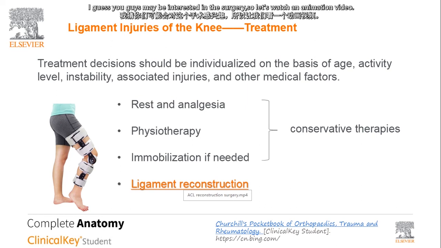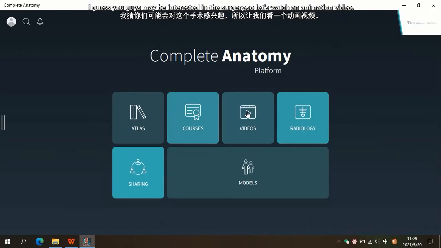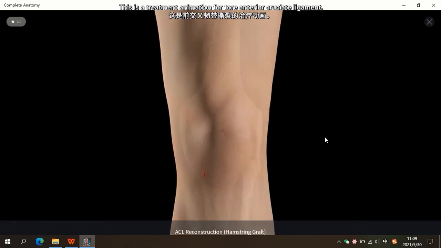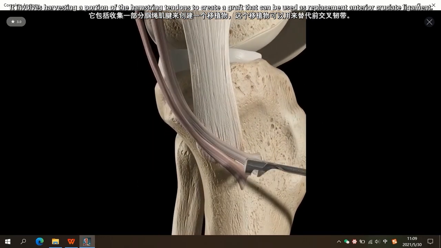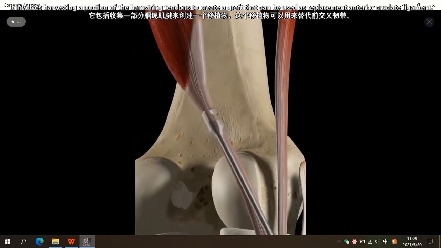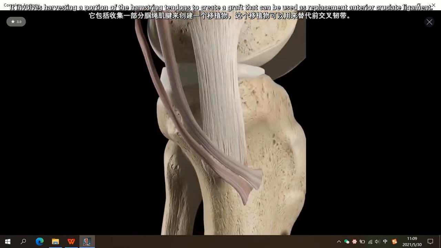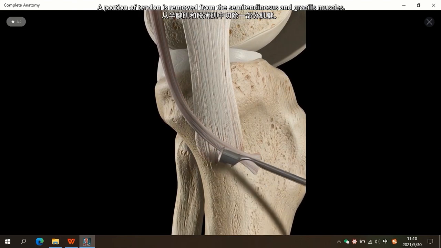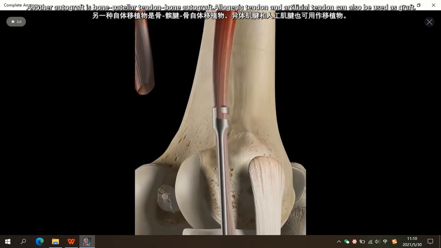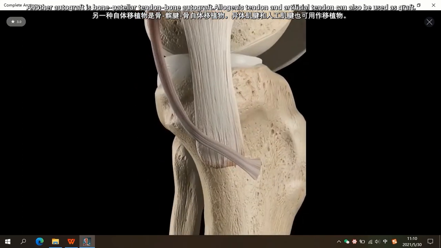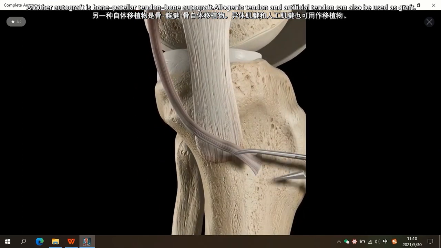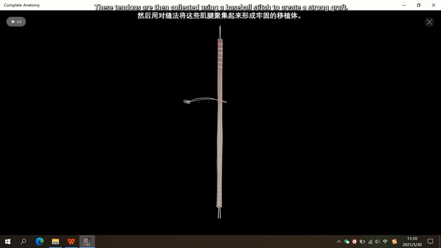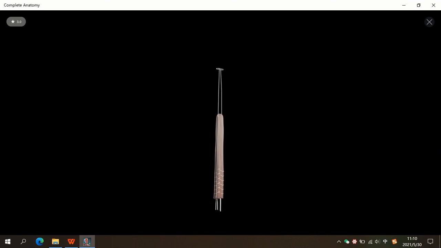I guess you guys may be interested in the surgery, so let's watch an animation video. This is a treatment animation for a torn anterior cruciate ligament. It involves harvesting a portion of the hamstring tendons to create a graft that can be used as a replacement anterior cruciate ligament. A portion of tendon is removed from the semitendinosus and gracilis muscles. Another autograft is bone patellar tendon bone autograft. Allograft tendon and artificial tendon can also be used as graft. These tendons are then connected using a baseball stitch to create a strong graft.